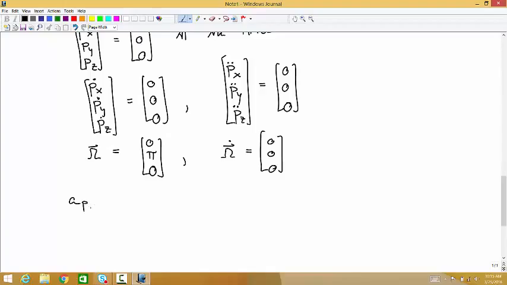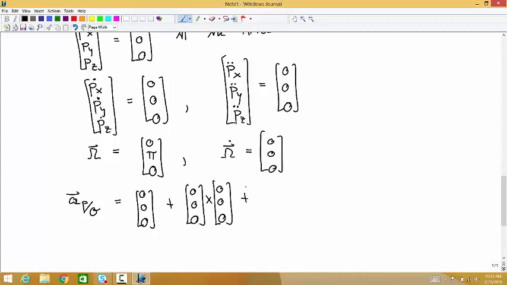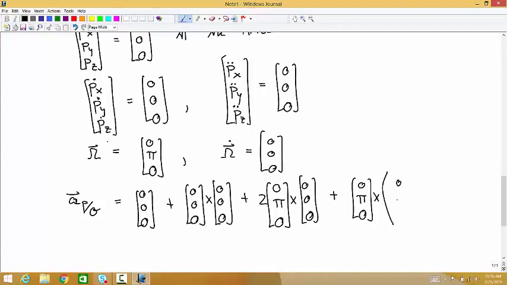Okay, so the acceleration of Pete relative to the origin is equal to 0, 0, 0 plus omega dot crossed with P, plus 2 times omega crossed with the components dot, plus omega, which is 0 pi 0, crossed with 0 pi 0, crossed with the position vector, which is 0. All those go away, and you get that this is equal to zeros.